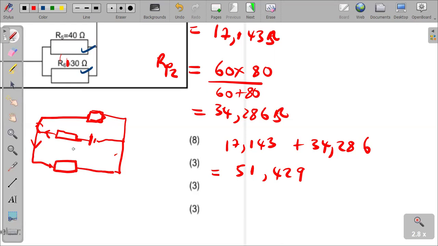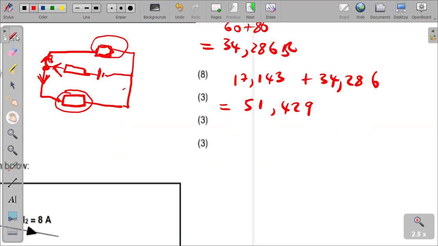Okay, so what's happening now? The 50 ohm, which is this one, and the 51.429 ohm effective resistance, we now have this one. How are they connected? They are in parallel. How do we know they're in parallel? We followed the conventional flow of current. Then we saw that current was divided at some point, which means those resistors that are sharing the divided current are therefore in parallel. So we can mark that as our P3, our third parallel combination.